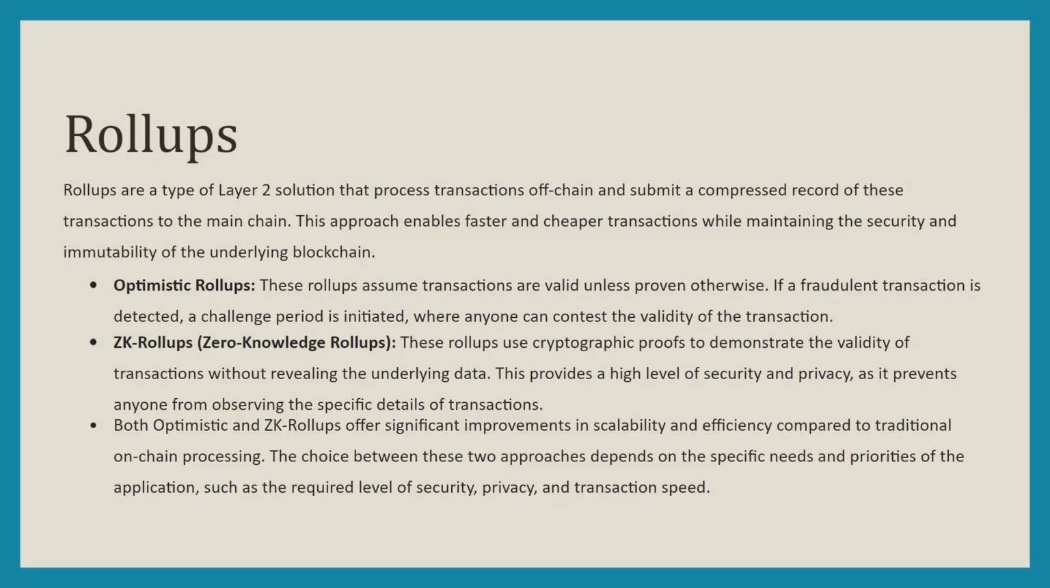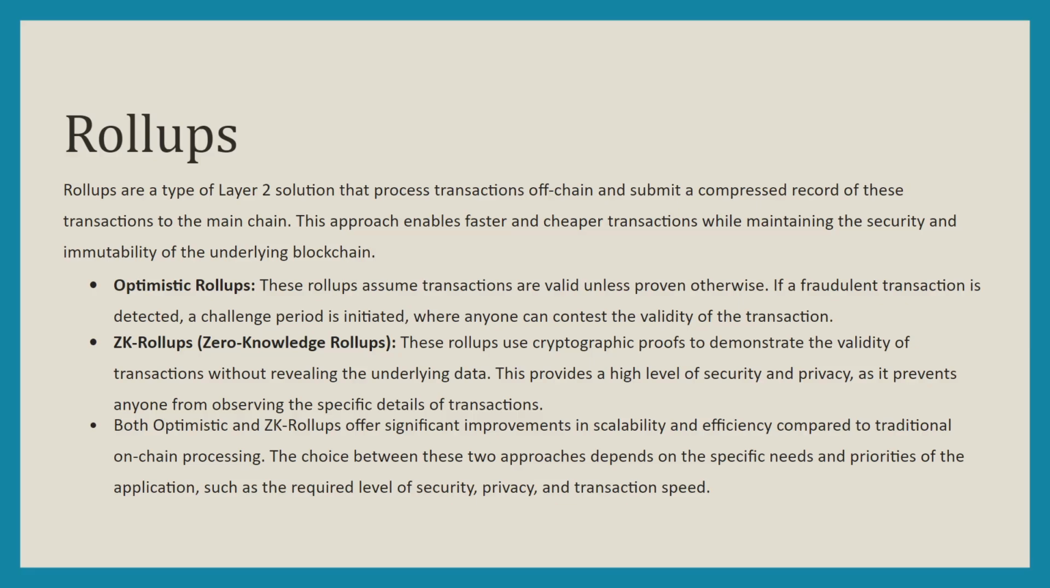Optimistic rollups. What are optimistic rollups? These rollups assume transactions are valid unless proven otherwise. If a fraudulent transaction is detected, a challenge period is initiated where anyone can contest the validity of the transaction. Next are ZK or zero knowledge rollups. These rollups use cryptographic proofs to demonstrate the validity of transactions without revealing the underlying data. This provides a high level of security and privacy as it prevents anyone from observing the specific details of transactions.